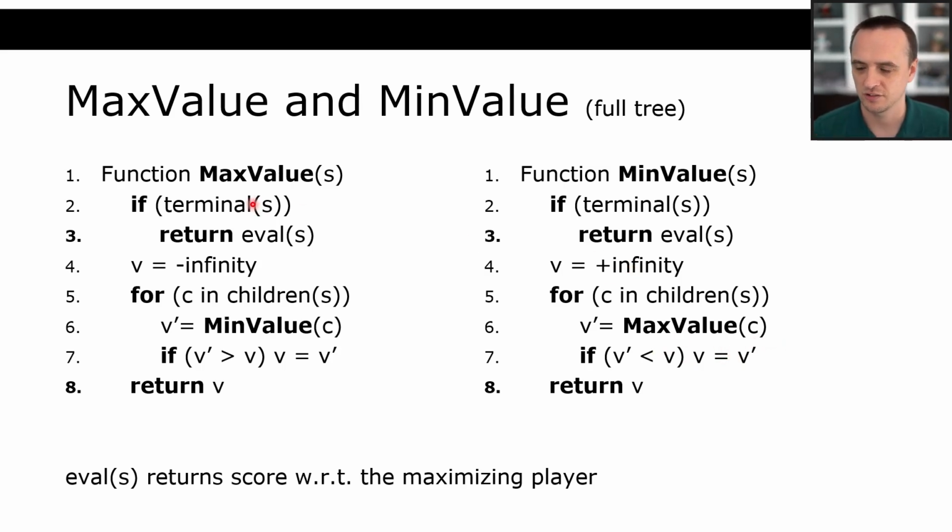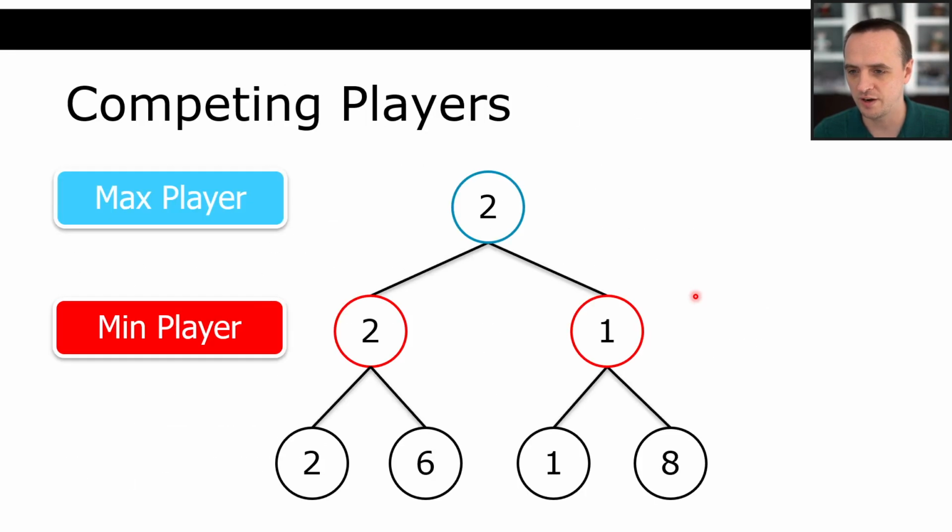So look at this. We'll look at it one more time. Max value says, if the state is terminal, return the evaluation. Otherwise, take the maximum of all the min value calls. And min value is saying, if the state is terminal, return the evaluation. Otherwise, take the minimum of the max value calls.